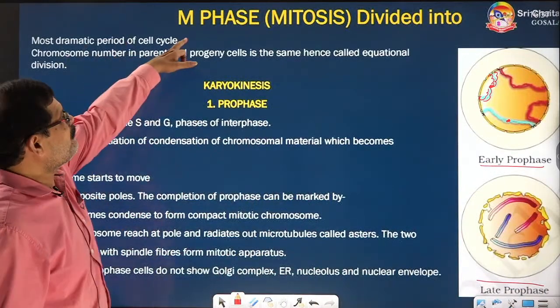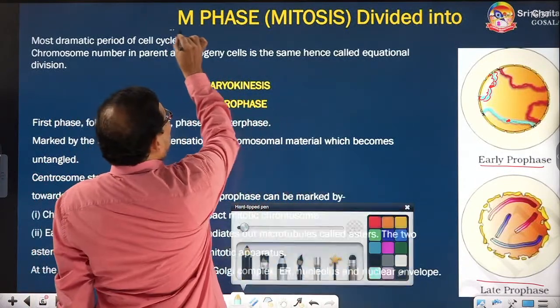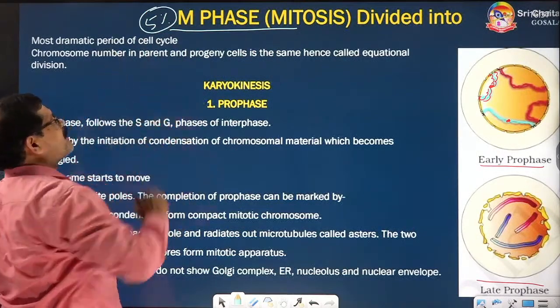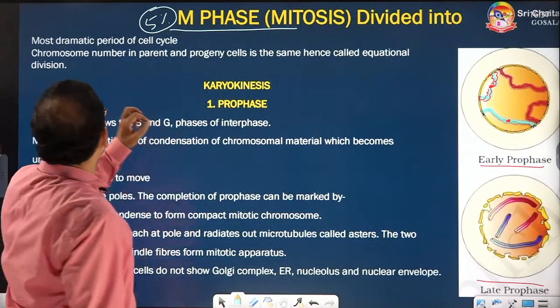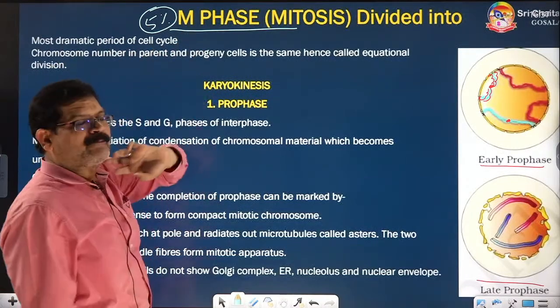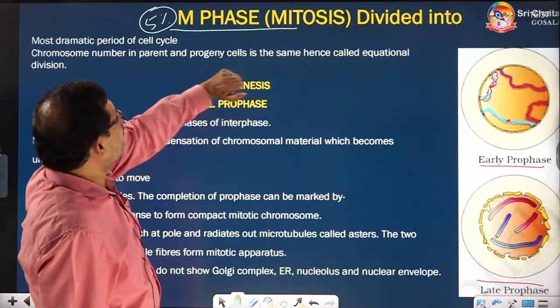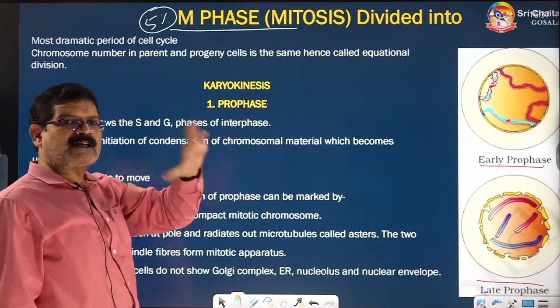See here, M phase. What is the M phase? How much time does it require? Students, how much time is required? 5% of the total duration of time is required here. 5%. Now, what happens? M phase is called mitosis or dividing into cells. It is the divisional phase, the actual divisional phase.